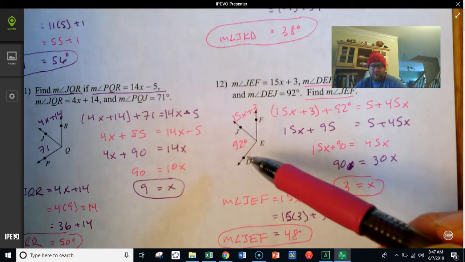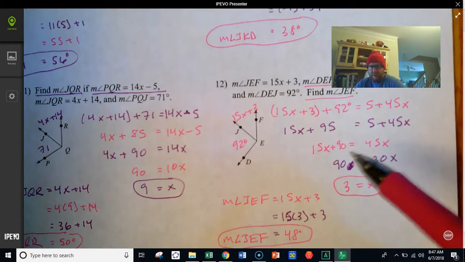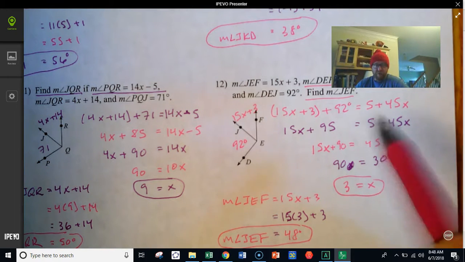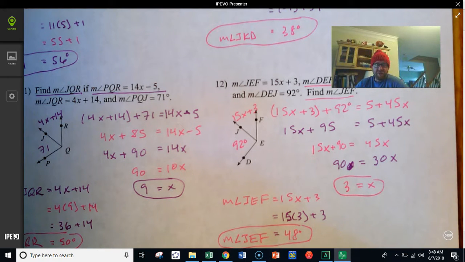So remember, basically you're setting up an equation. Whatever you have for the expressions for the two small angles, you add them together and you get the expression for the big angle. Sometimes the expression for the big angle will be just a number, and sometimes it'll be a variable expression. You solve the resulting equation, and then you have to go back and substitute that value into one of the expressions in order to figure out what the actual angle measure is. All right. Good work.